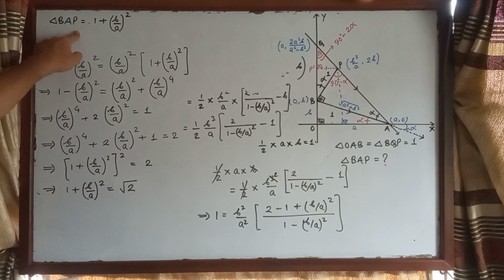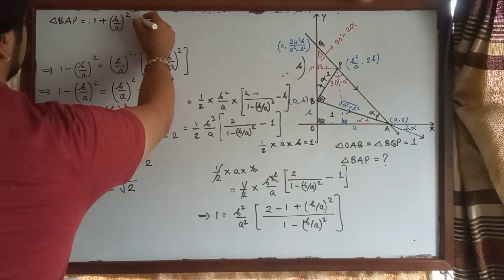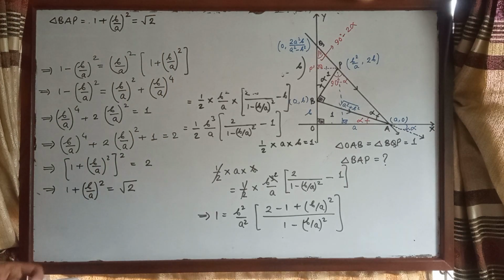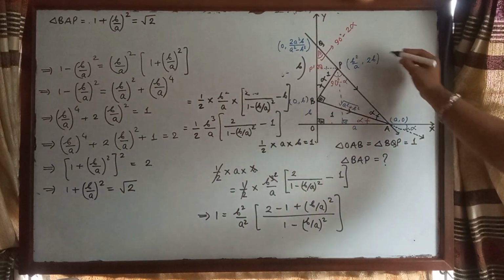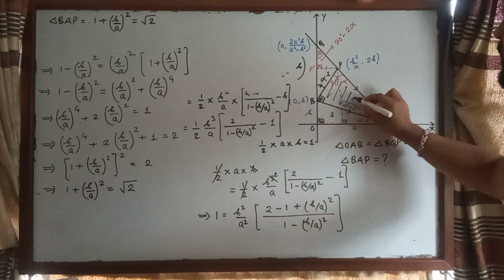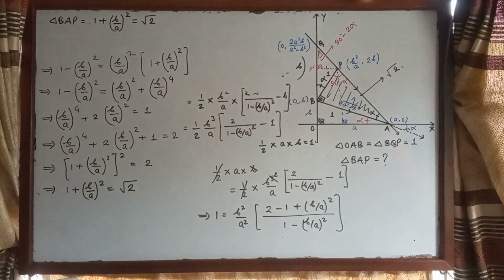Triangle BAP means 1 plus b over a whole square, which means this is square root of 2. So by all these calculations, what we can say is that triangle BAP, this triangle, has an area of square root of 2. All right, that's all about this question.